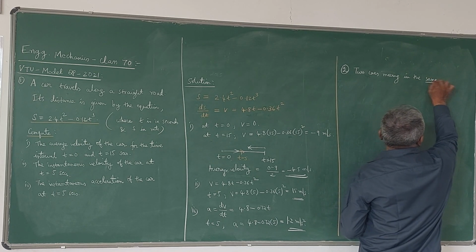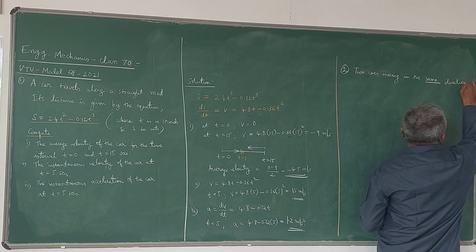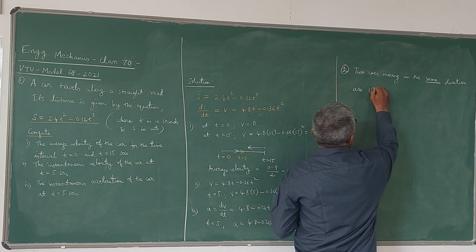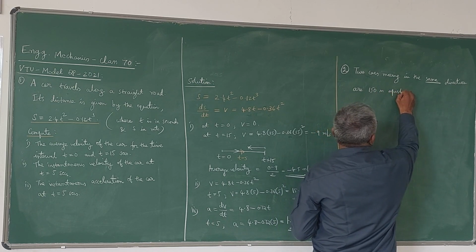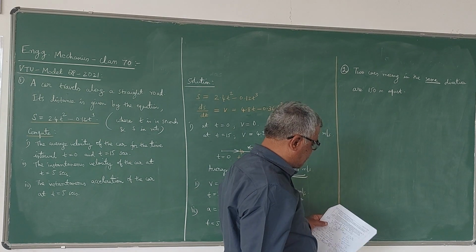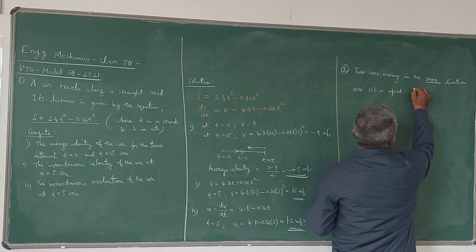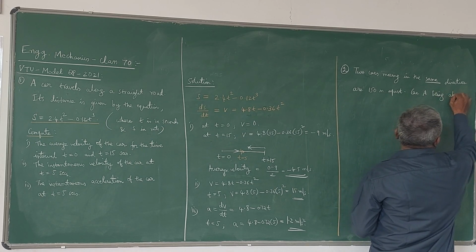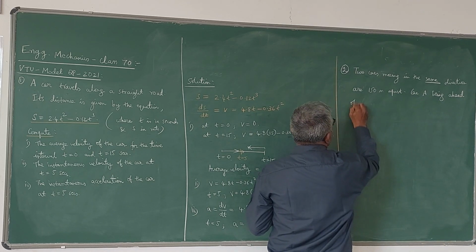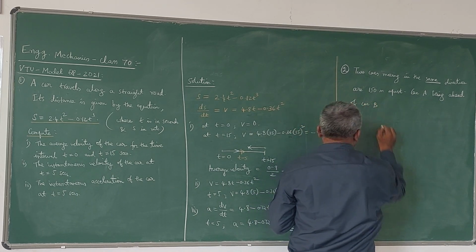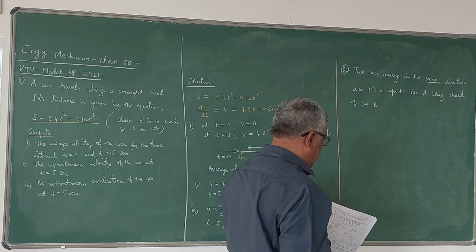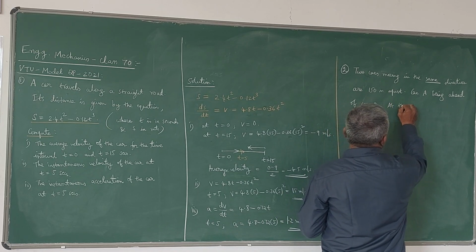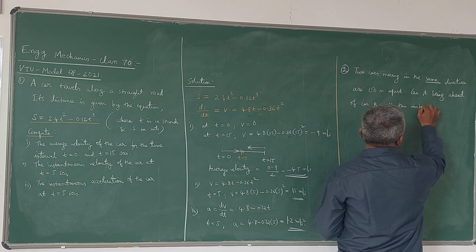Two cars moving in the same direction are 150 meters apart. So the distance between those two cars which are moving in the same direction is 150 meters, car A being ahead of car B at that instant. At this instant, that is at that time, that is the meaning.